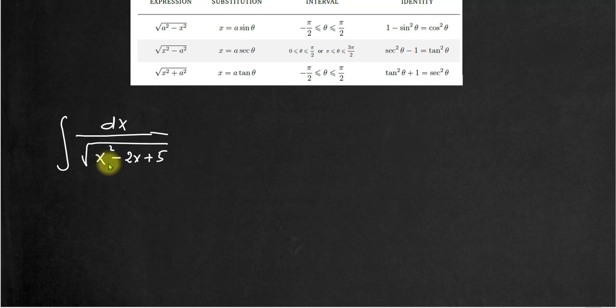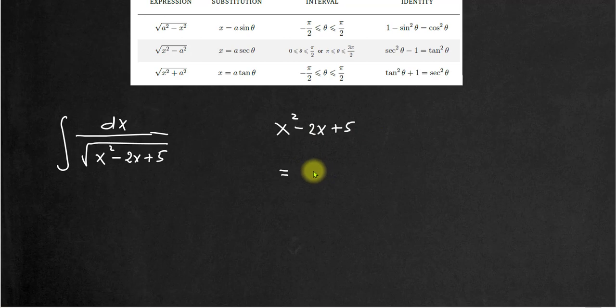Now because we see that there is the square root, think about using the trig substitution. But looking at these three expressions, you don't see that it matches any of the terms here. So the first thing is we need to try completing the square of the radicand. So let's try completing the square of x squared minus 2x plus 5.